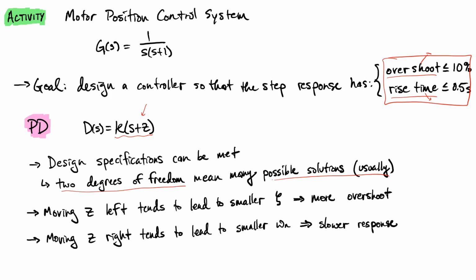And so kind of what we're going to see in the RL tool is that the influence of moving the pole location to the left leads to something that creates more overshoot, but is better for the response, the rise time, and moving the zero location to the right leads to a slower response, but a better overshoot. And so let's go ahead and jump into the RL tool and take a look at this example.